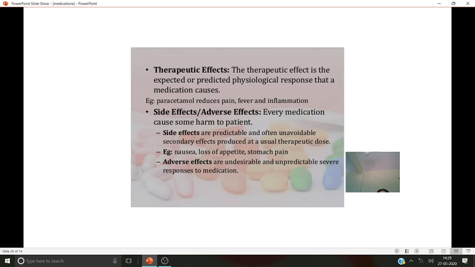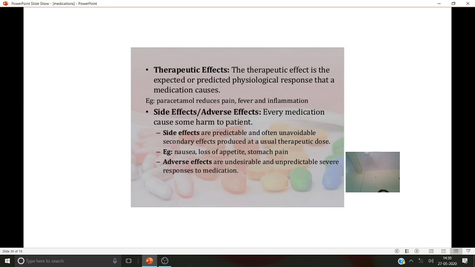Secondary effects produced at a usual therapeutic dose. So side effects means, if you take some antibiotics, what happens? Nausea. The side effects come like nausea, loss of appetite and stomach pain. These we can see when you are administering paracetamol tablets and all. Then coming to the adverse effects.